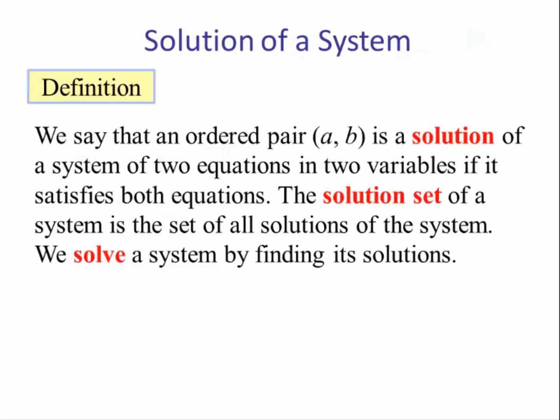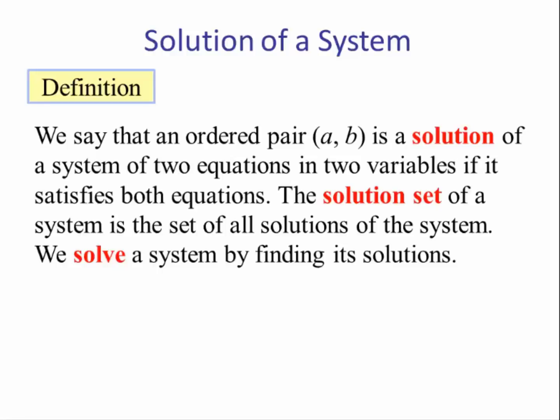Solution of a system. Definition. We say that an ordered pair (a, b) is a solution of a system of two equations in two variables if it satisfies both equations. The solution set of a system is the set of all solutions of the system. We solve a system by finding its solutions.